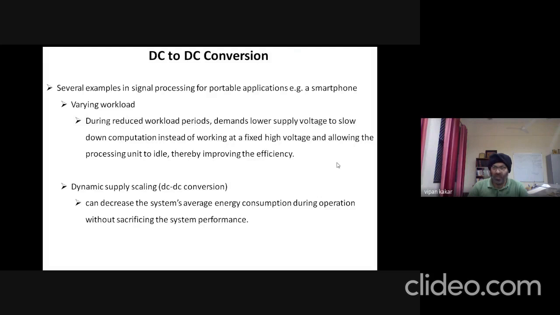So here also we can understand that the DC to DC converter is very much useful. From the previous slides and this slide, we can easily find out that the DC to DC converter is quite helpful in doing a lot of things, just by changing the voltage levels from input to the output.